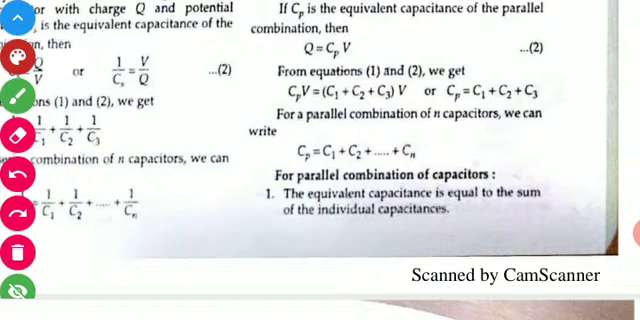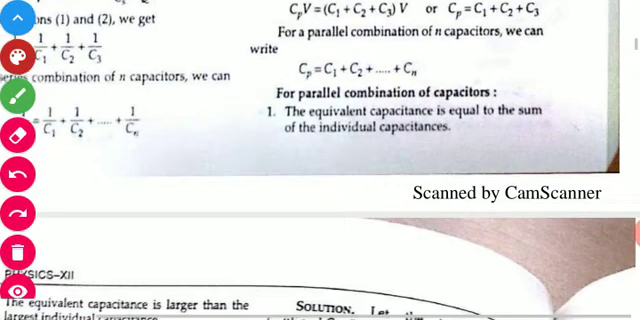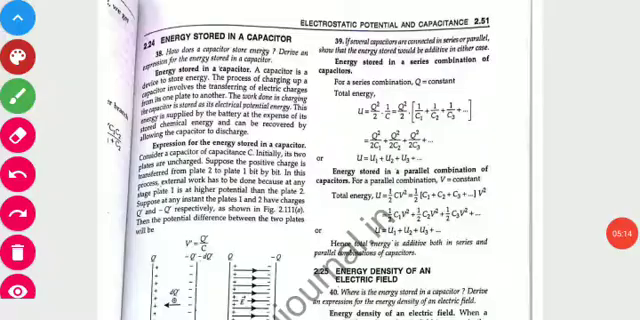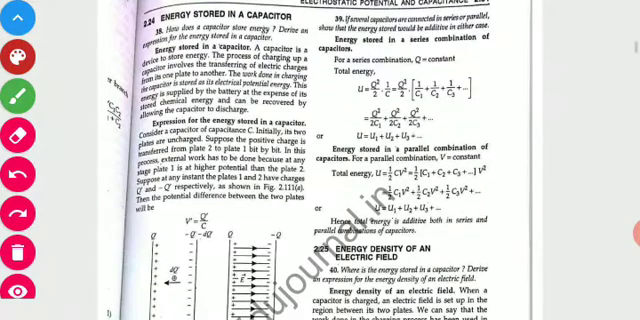So, students, if capacitors are connected in parallel, then their capacitance can be calculated by this formula. So this is the series and parallel combination of capacitors. Next we have energy stored in a capacitor. A capacitor is a device which can store energy.